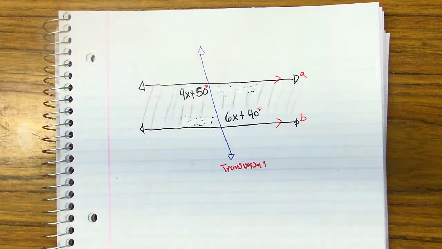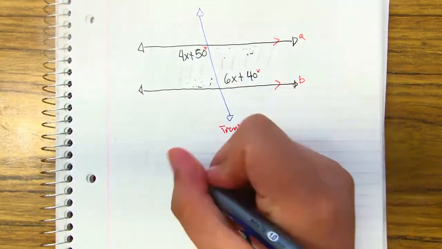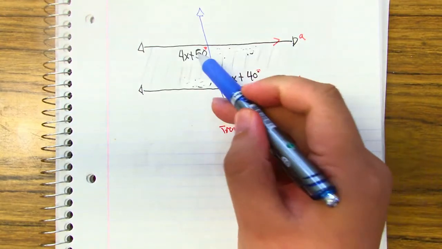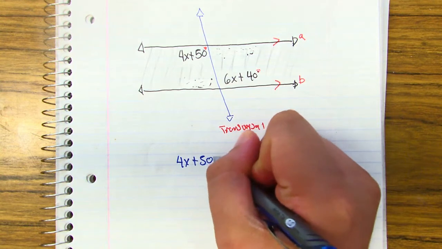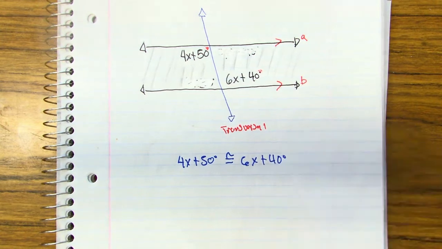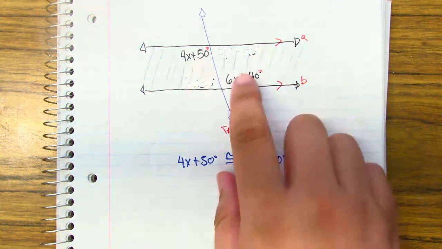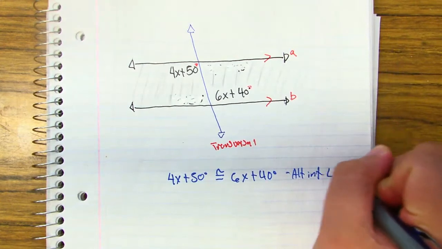Okay, so here, what would your equation be? You would say that these two angles are congruent to each other, based on the fact that alternating interior angles are congruent. So I'm going to write down 4x plus 50 degrees is congruent to 6x plus 40 degrees. This is the correct statement that you should write. Now I don't know how to solve it. I got the right equation because I know that 4x plus 50 and 6x plus 40 are congruent, and my reasoning would be because of alternating interior angles.